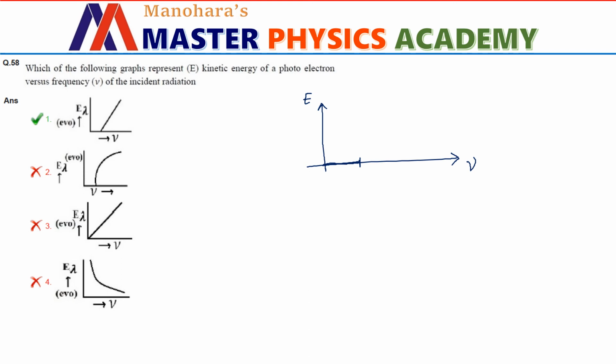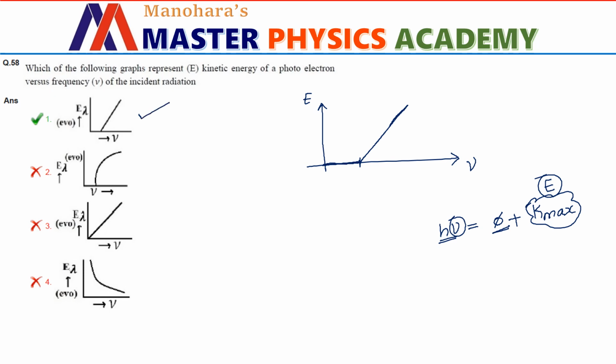But once the frequency crosses the threshold frequency, this kinetic energy Kmax is directly proportional to the frequency of the incident radiation, because we know the Einstein relation is given by h nu. This is the energy of the incident photons, which is equal to the work function, which is going to be constant, plus the Kmax. Here the symbol is given as E for Kmax, so the symbol should not confuse you. So we know the frequency is directly proportional to E. This is the graph we should look for, which is given in option 1.